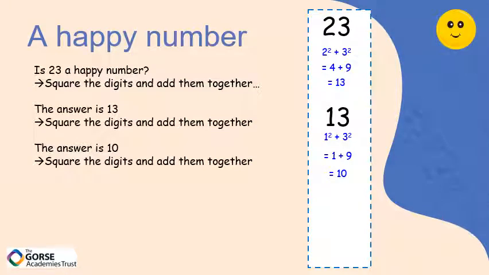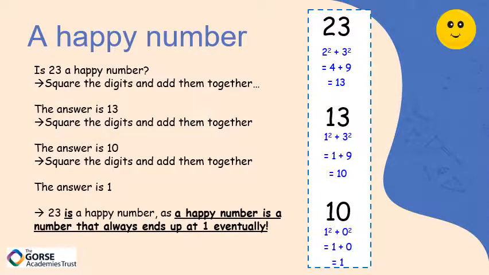I'm going to do the same process. Square the digits, add together. So 1 squared plus 0 squared would be 1, add 0 equals 1. This means that 23 is a happy number, as a happy number is a number that always ends up at 1 eventually.